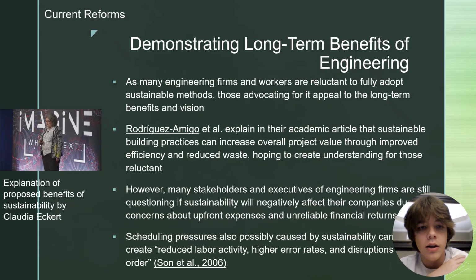reluctant to fully lean into sustainability, as the upfront cost and the unreliable financial return are sometimes seen by business owners or stakeholders. Scheduling pressures also caused by sustainability can create reduced labor, higher error rates, and disruptions in order. That ties back into how sustainability makes engineers balance all the already existing factors and sometimes makes it a lot more confusing. Sustainability processes can hold back jobs a lot of times as they have to follow policies and certain requirements for their job.